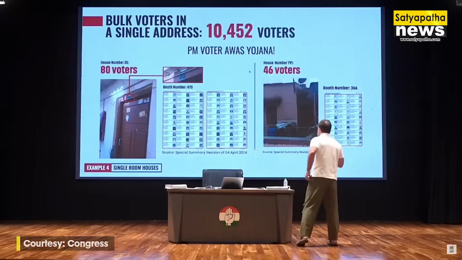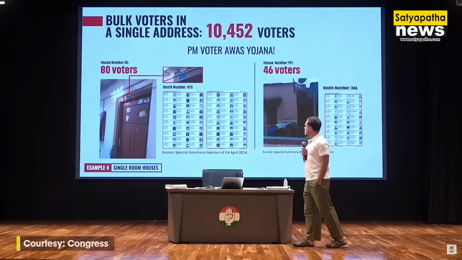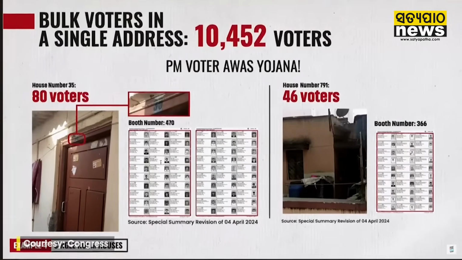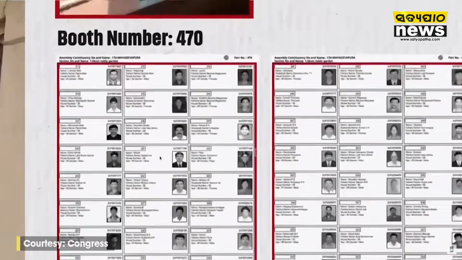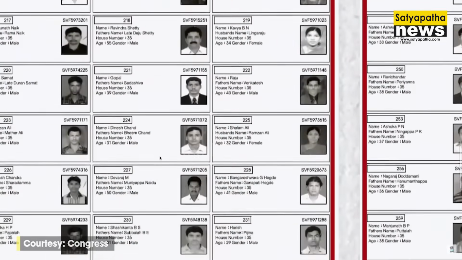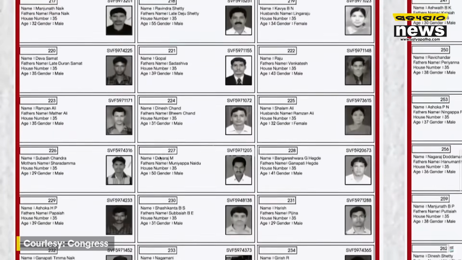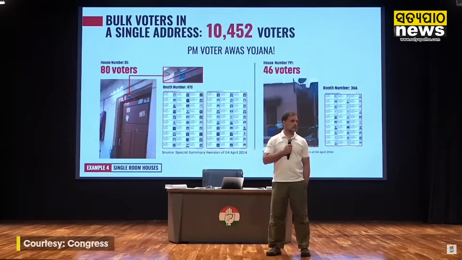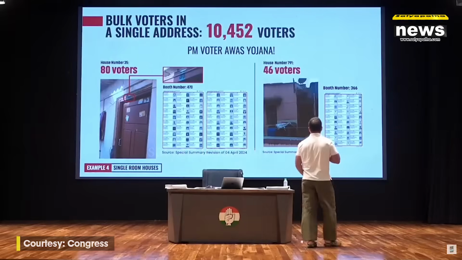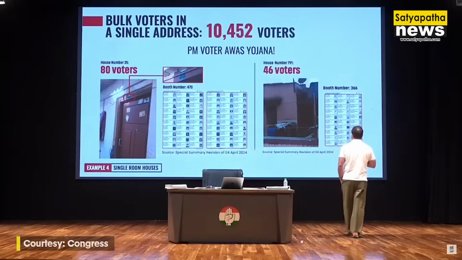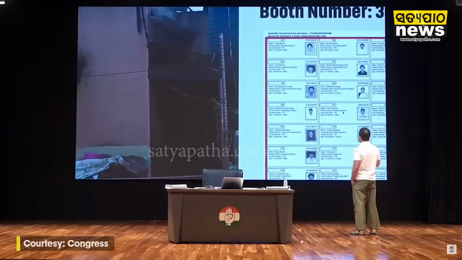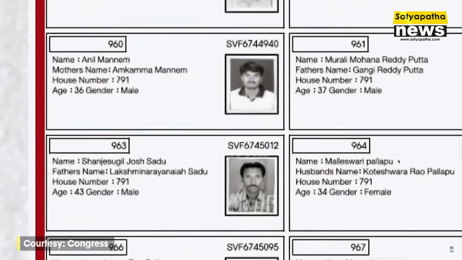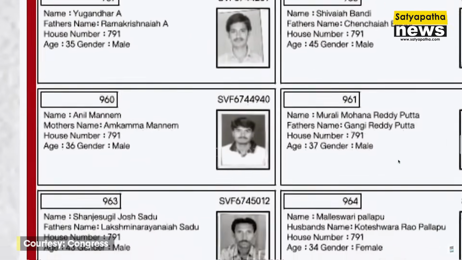Next, here is house number 35. 80 voters live in this house. We sent people to check. They got beaten up. These 80 people live in this house. It's a single room house. Here's another one. Booth number 366. Zoom in on this. 46 voters, all from different families, living in a single bedroom house. And when we go there, they don't exist.